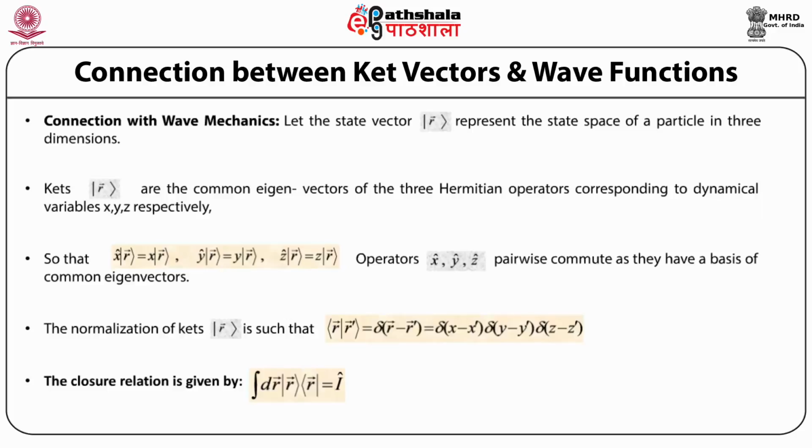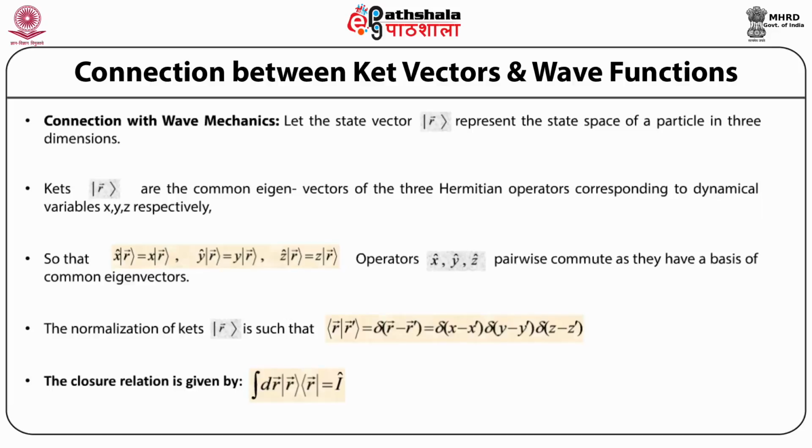And this can further be expanded with respect to the three dynamical variables as the delta function of x minus x prime times the delta function of y minus y prime times the delta function of z minus z prime, which means that the delta function of vector r minus r prime can now be expanded in terms of the three dynamical variables. Again, if x is equal to x prime and y is equal to y prime and z is equal to z prime, then we get a value 1, else we get a value 0.